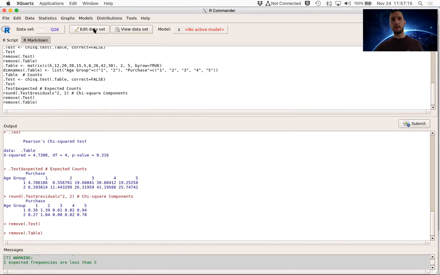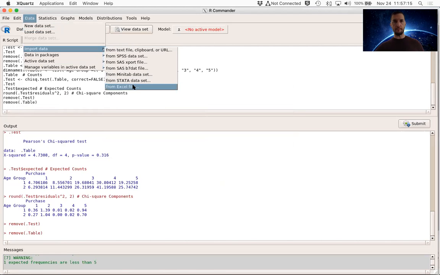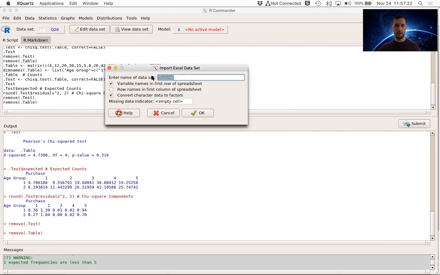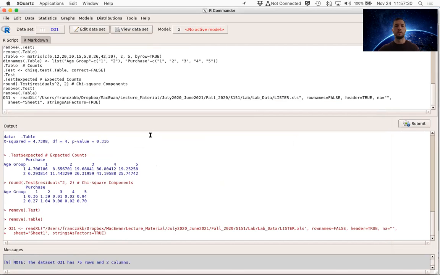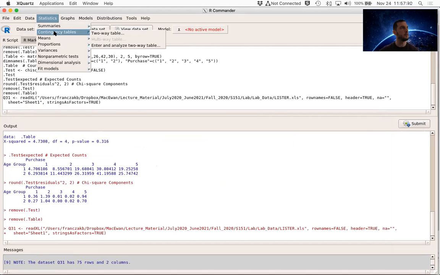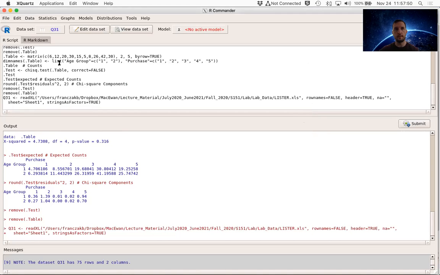Okay, so for the lister data, we have to load the data set, right? So data, import from Excel. This is going to be Q31. Click OK. And then lister. All right, so now what we're going to do here for this one, we will go statistics, contingency tables, two-way table. Okay, so we load the data set.